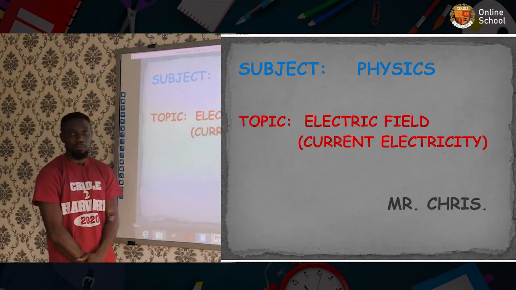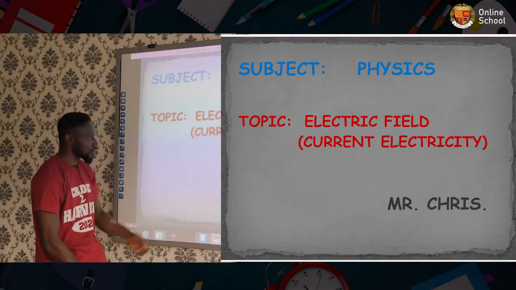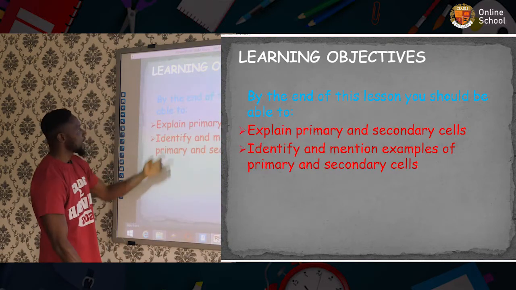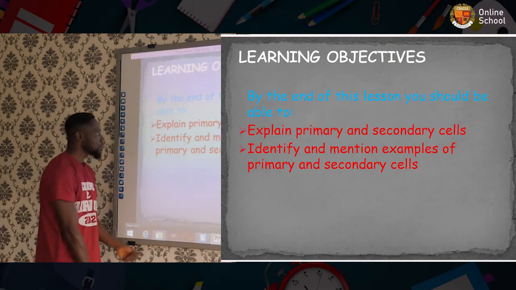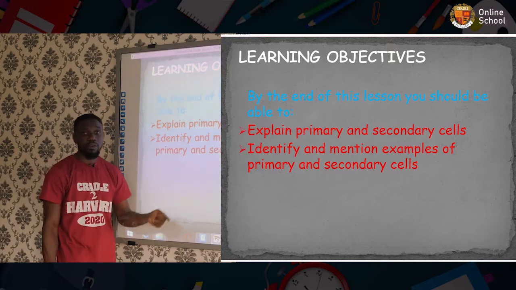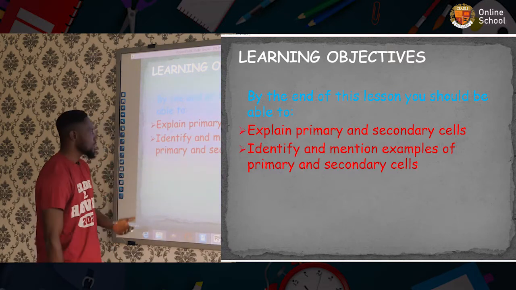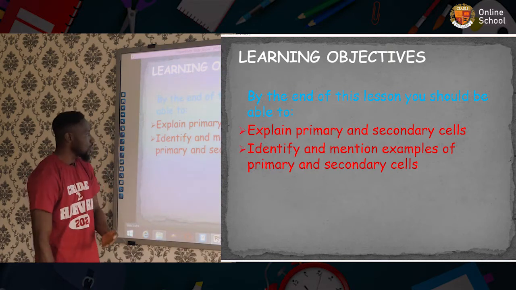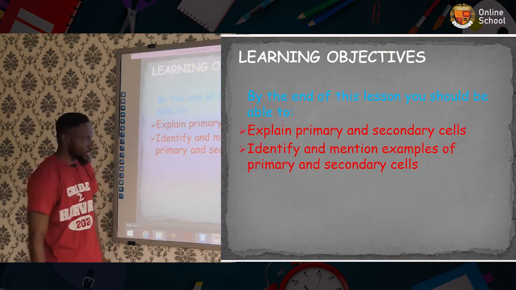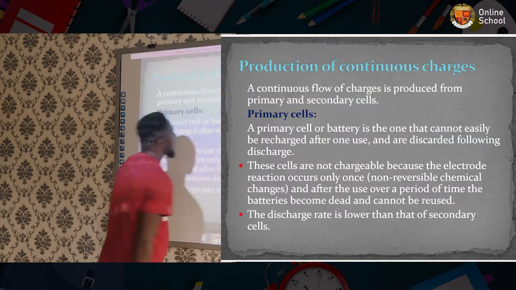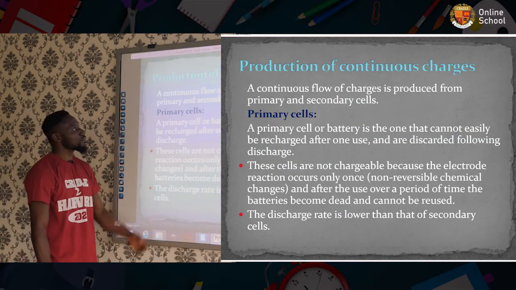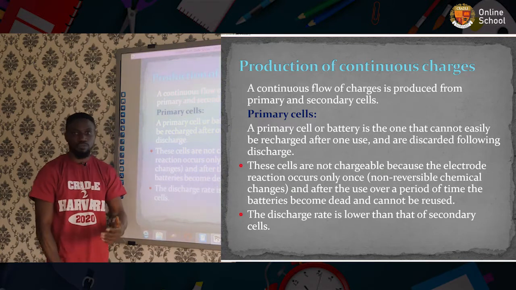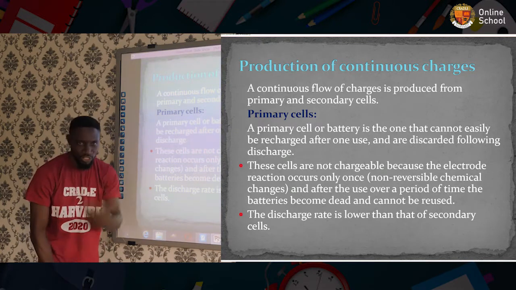And we shall be looking at the topic, electric field, that is current electricity. By the end of this lesson, you should be able to explain primary and secondary cells. And secondly, you should be able to identify and mention examples of primary and secondary cells. Now let's go into the lesson proper. Production of continuous charges. A continuous flow of charge is produced from the primary and the secondary cell.